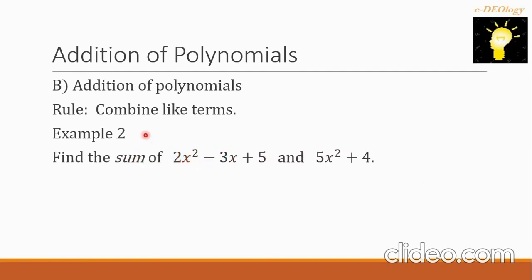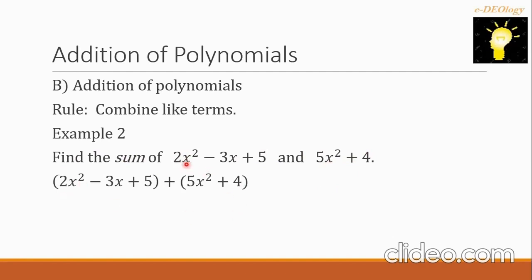Let's see second example. Sometimes a problem will come to you like this. Find the sum of the polynomial 2x squared minus 3x plus 5 and the polynomial 5x squared plus 4. We can rewrite this problem like this.